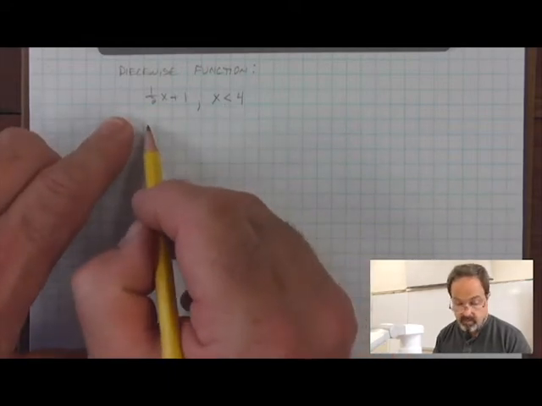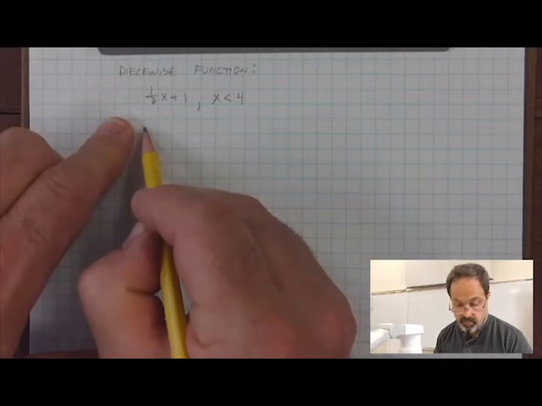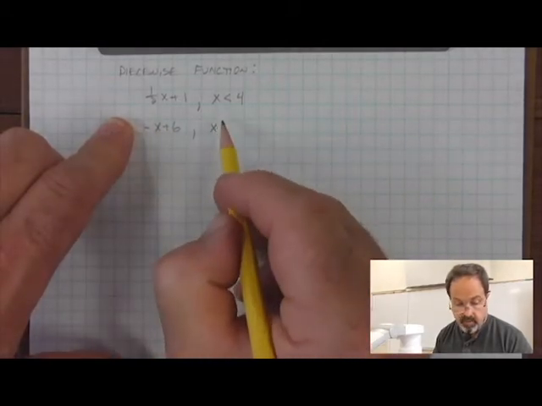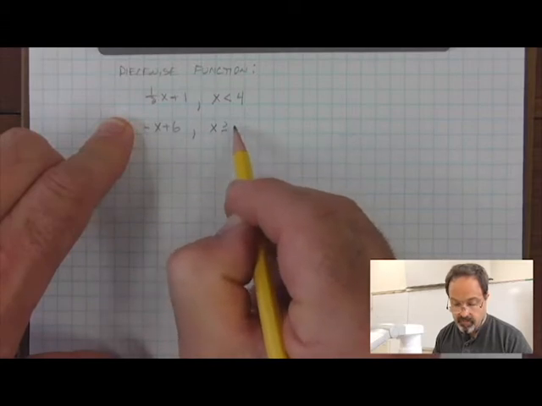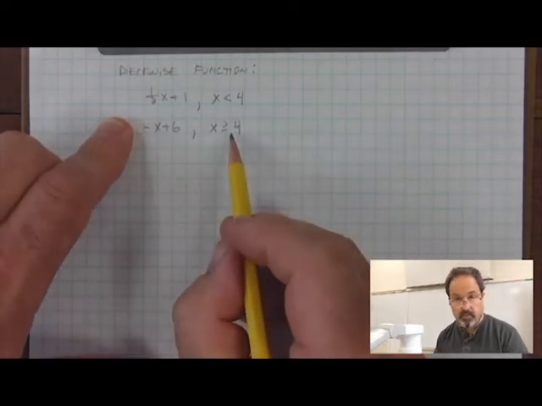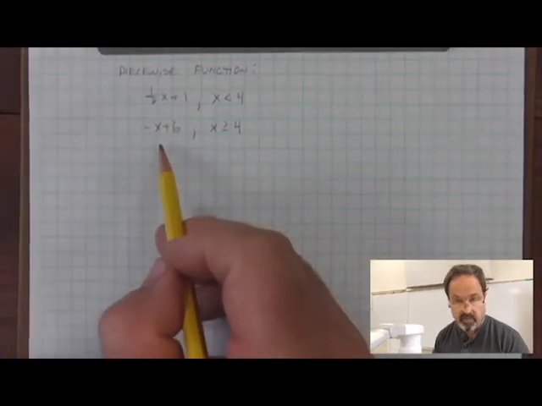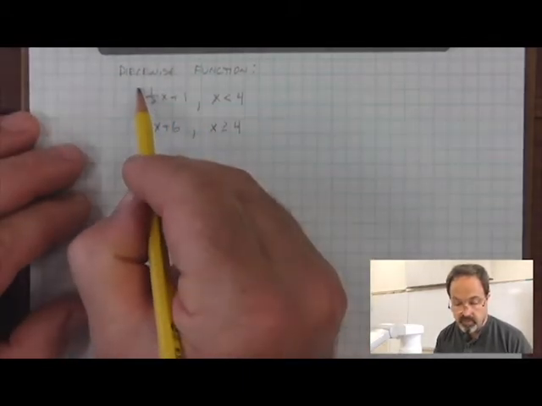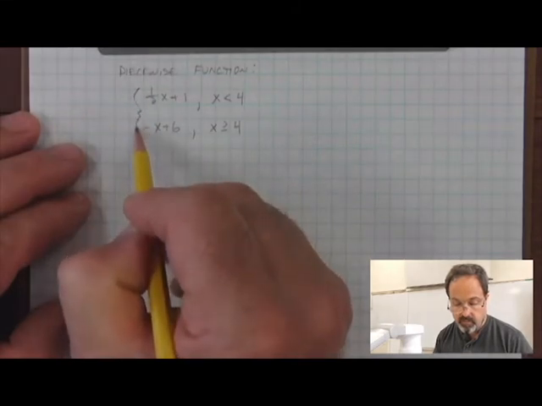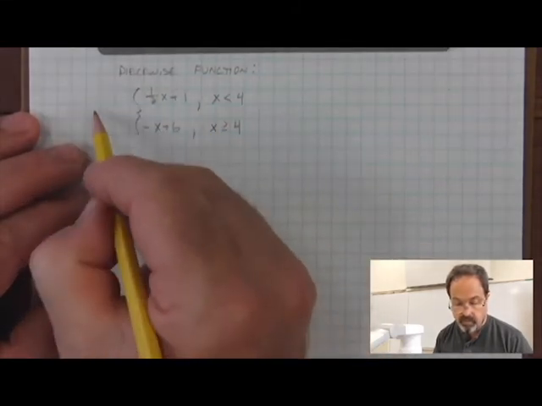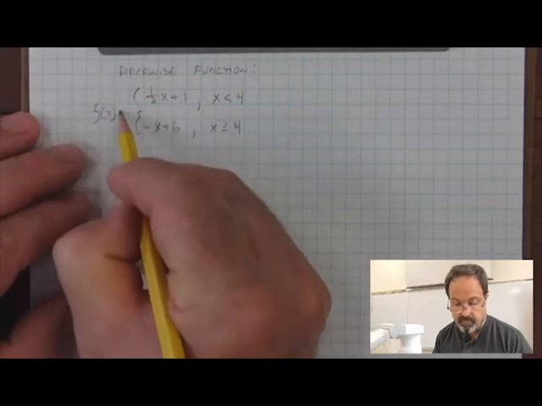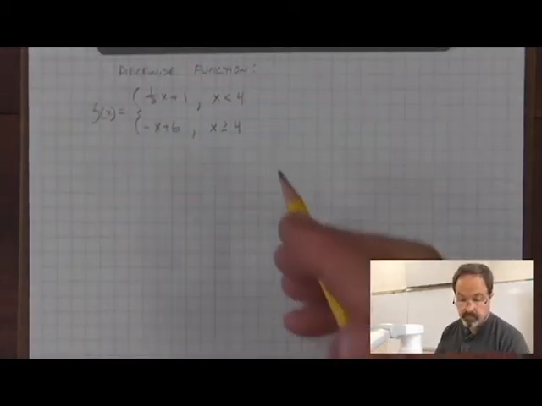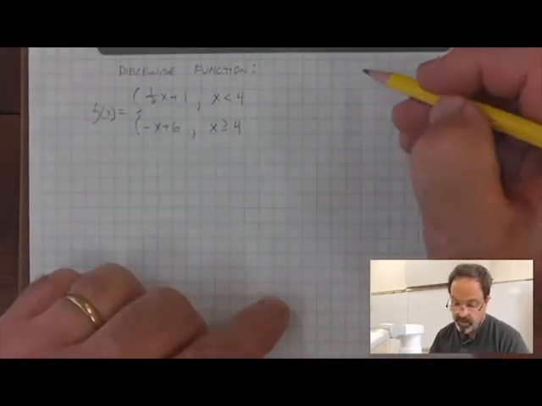And if x is not less than 4, if we have x values in the domain greater than or equal to 4, we're going to use this second piece, negative x plus 6. This is a piecewise function. I'm going to tie these two pieces together with a set bracket, and I can name this function. It's a single function with two pieces. I'm going to graph.